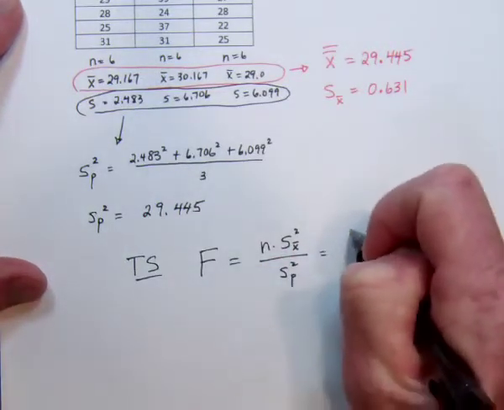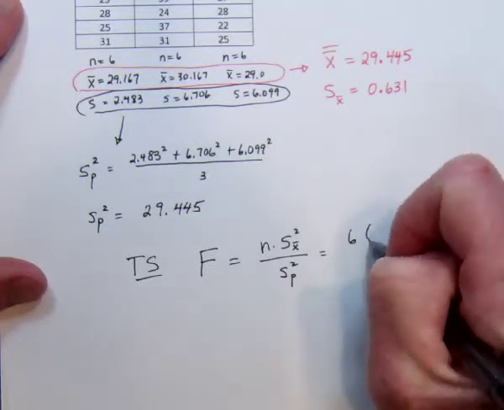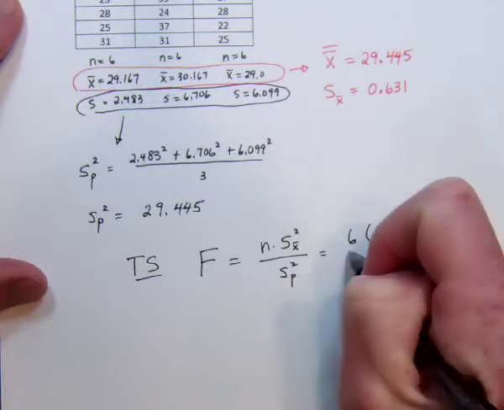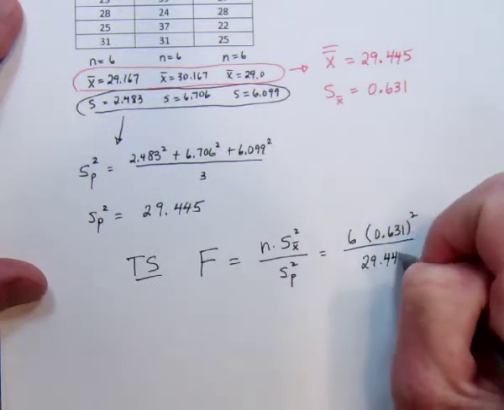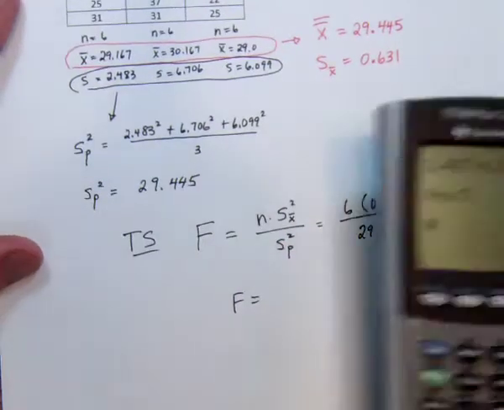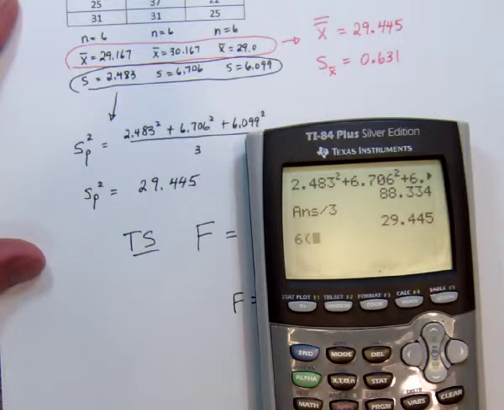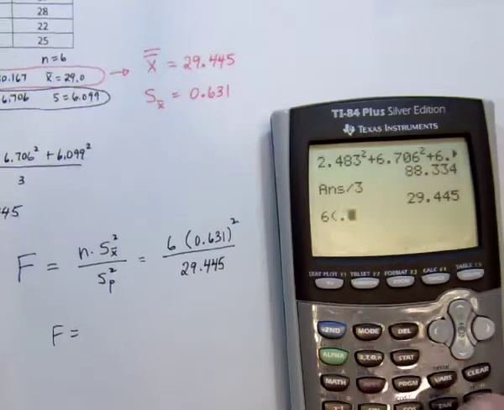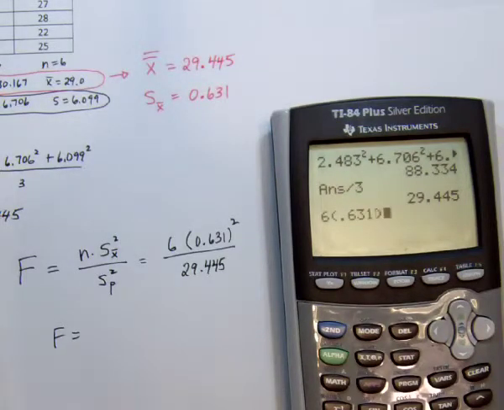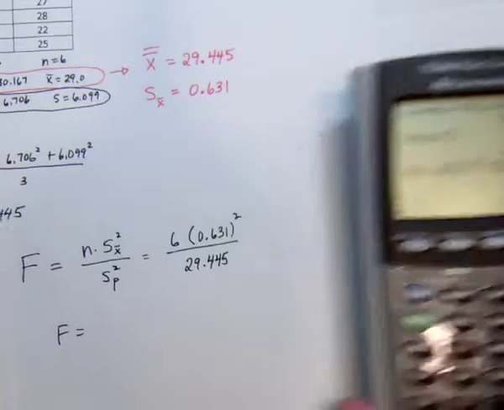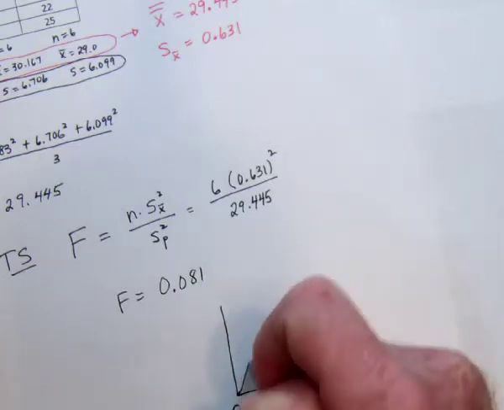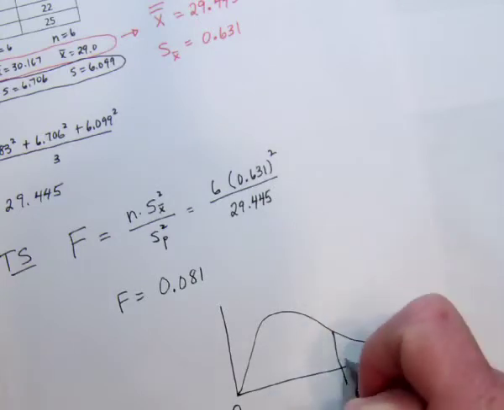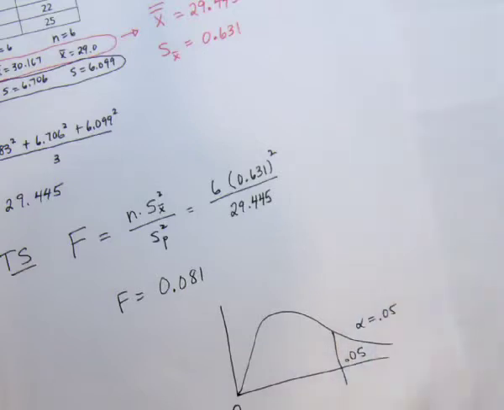Okay, so that's going to be 6 basketball games per person. This one squared is 0.631 squared. These have already been squared, so I can just use this number without squaring it, 29.445. So we've got F equals 6 times 0.631 squared divided by 29.445. The test statistic is very small. The F distribution, because of the squares, looks like the chi-squared distribution, and this is a right-tail only test, so alpha equals 0.05 will be in the right tail.